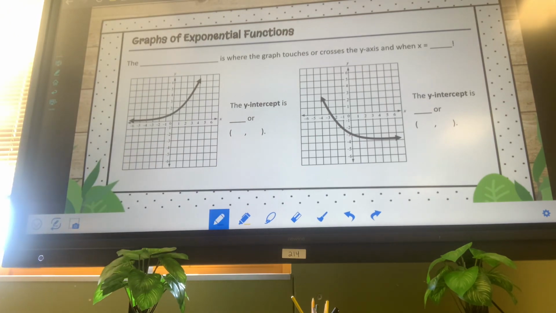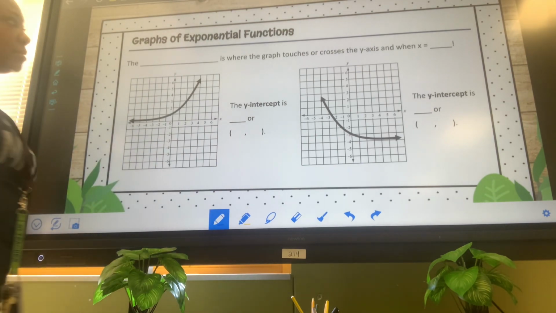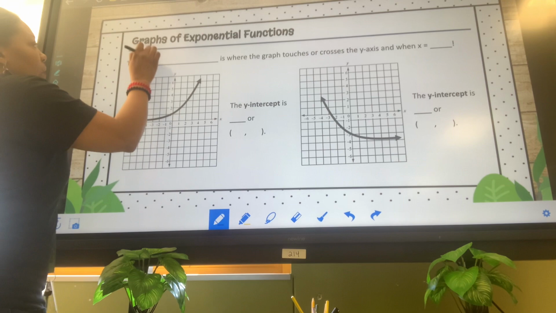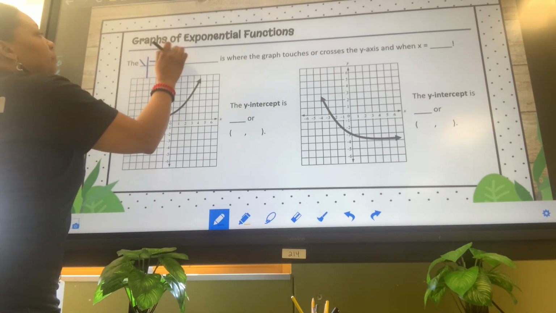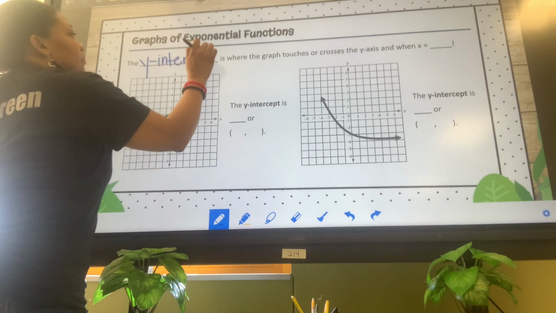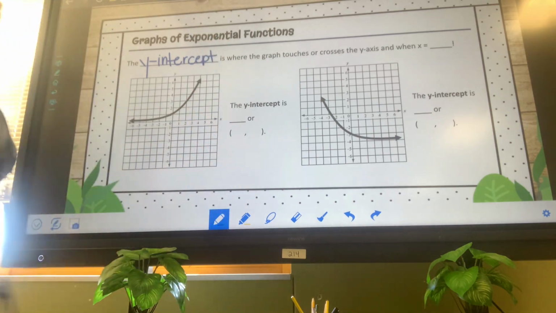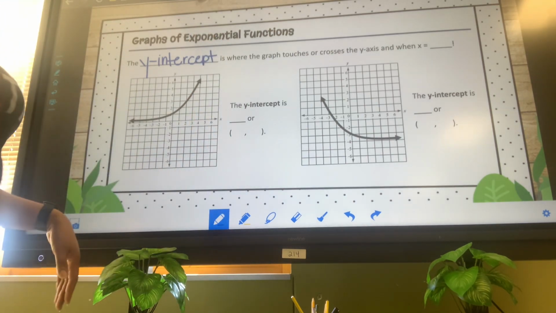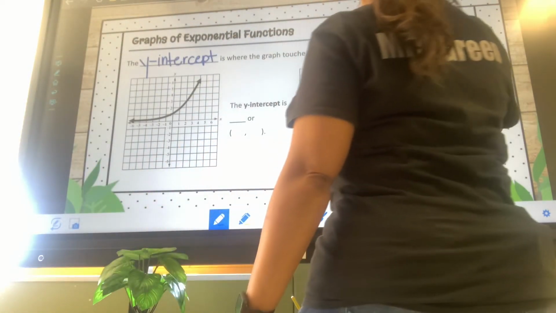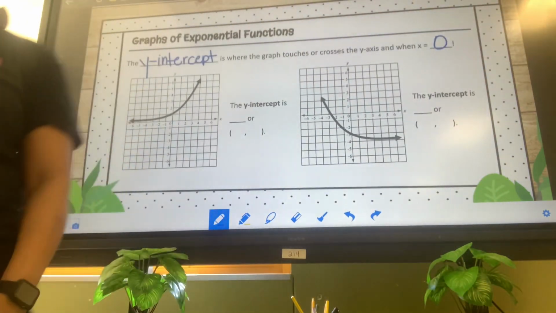The next thing we're going to talk about is something that you should already know, which is the point where our graph crosses or touches our y-axis, which we should all know to be the y-intercept. At the y-intercept, our x value is always 0.